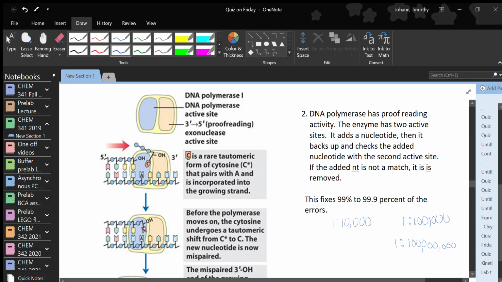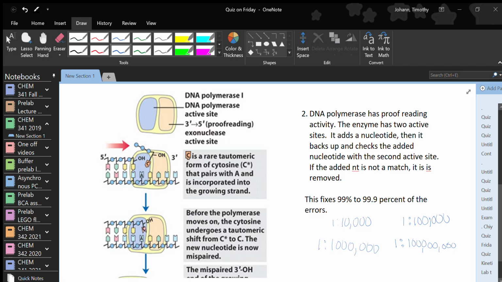And over here we had 99, so we made it 100 times better. So I'm going to add 2 zeros. So now we're 1 in a million. Yeah, so we have 1 error in 10,000. Let's just go with the 99%. 99% of those errors we fix. So now we only have 1 error in... I took 99%, 1 out of 100, and I added 2 zeros to make 1 in a million.